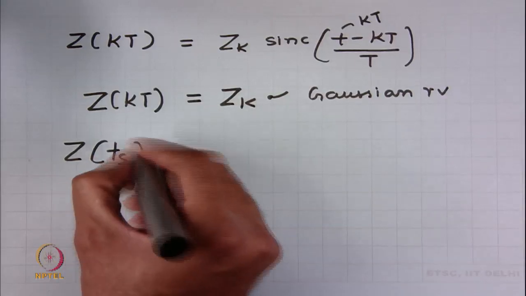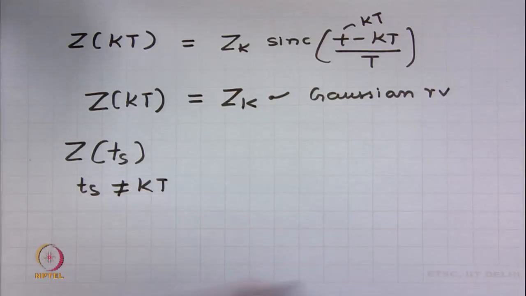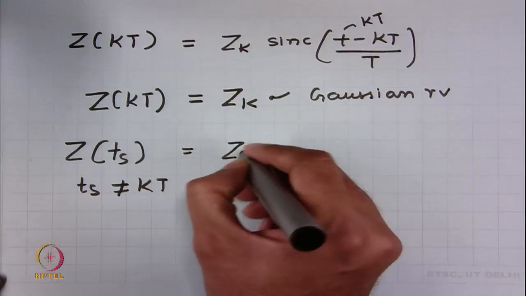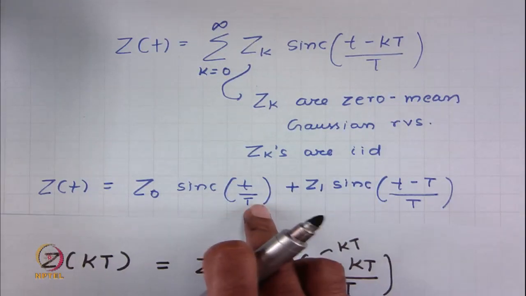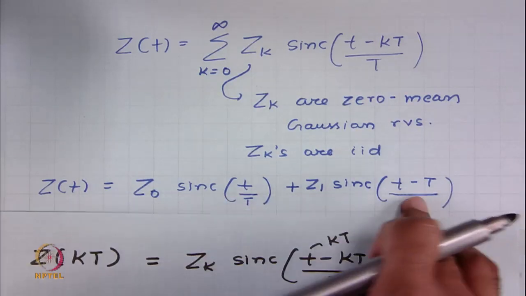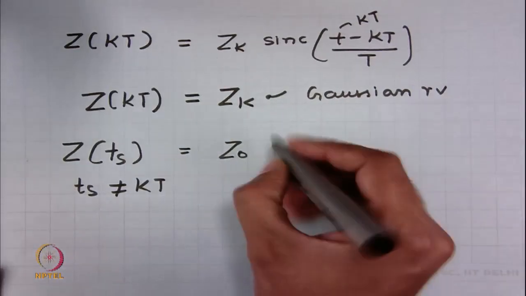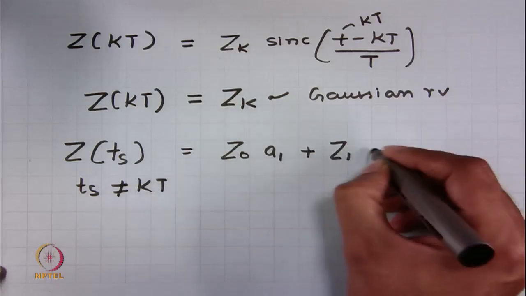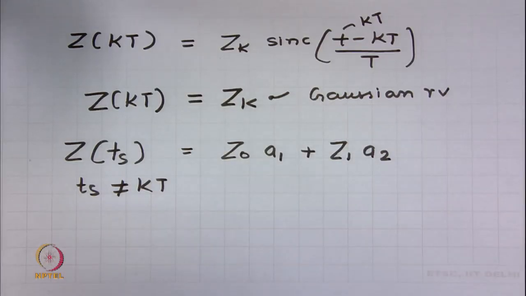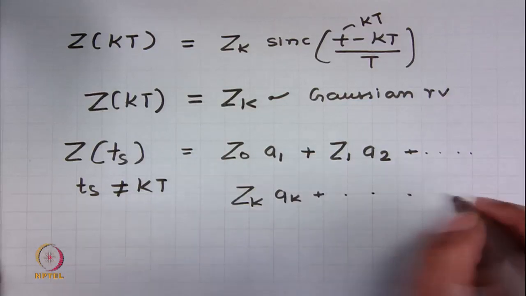Let us now sample this process at some other time. Let us sample it at time Ts, where Ts is not kT, because we have seen what happens if the sampling time is kT. Otherwise, what you would have is z0, and you would have some contribution from this term, right. I do not know what that contribution is, but you would have some, because these terms go to 0 only at kT times. At other time instances they are not 0. So, let me call that contribution A1. Similarly, I would have some contribution from the second sinc, and let me call this A2. Similarly, I will have some contributions from all sincs.